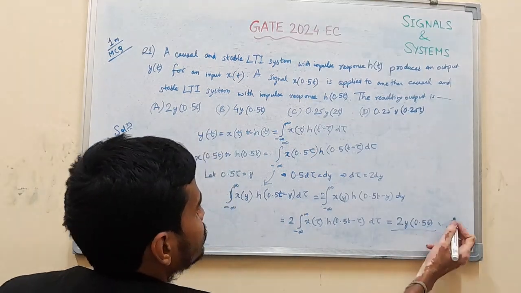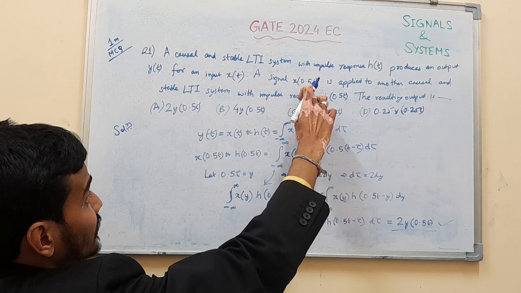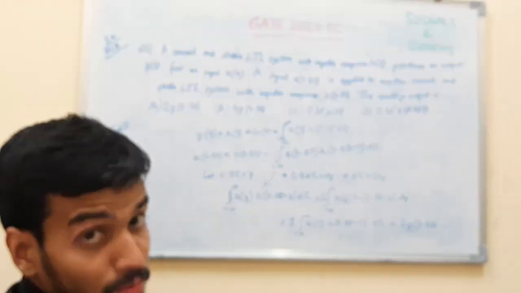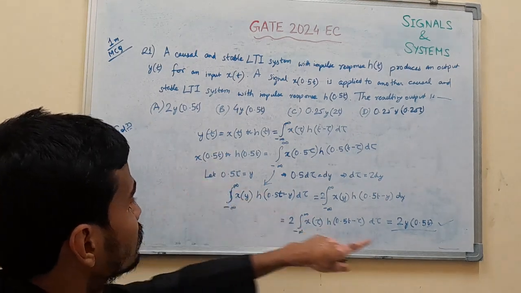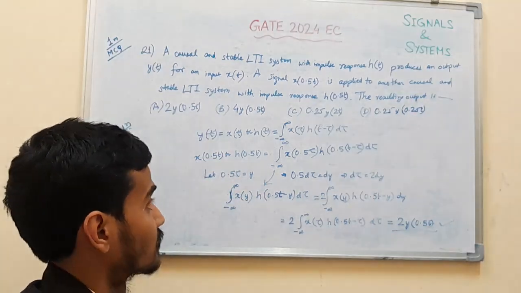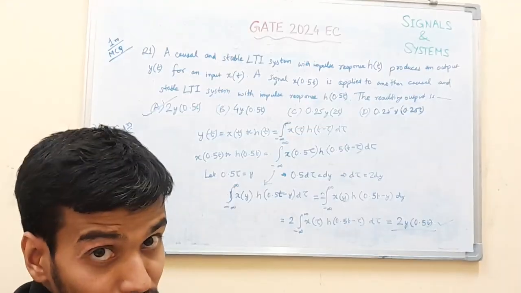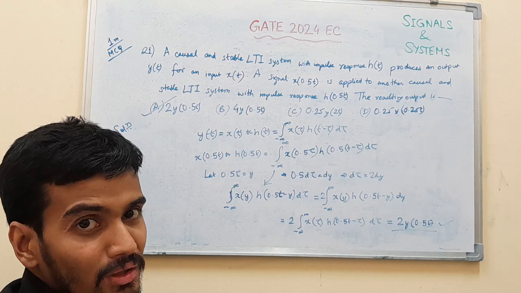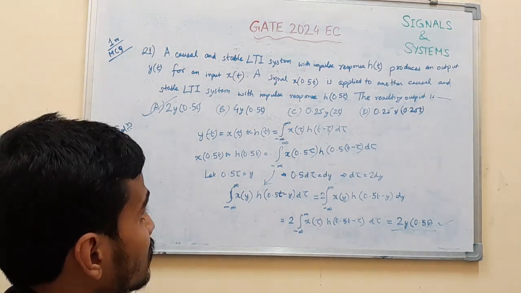So therefore the answer is simply 2y of 0.5t. If the signal x of 0.5t is applied to the causal and stable LTI system with impulse response h of 0.5t, the output will be 2y of 0.5t, which exactly matches option A. So the right answer for this question, a little bit tricky but simple, based only on the property of continuous time convolution, is option A.